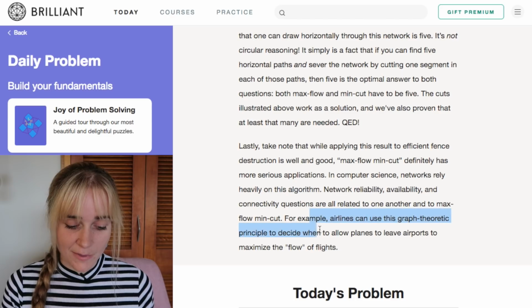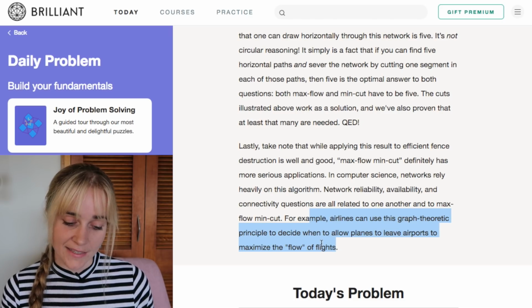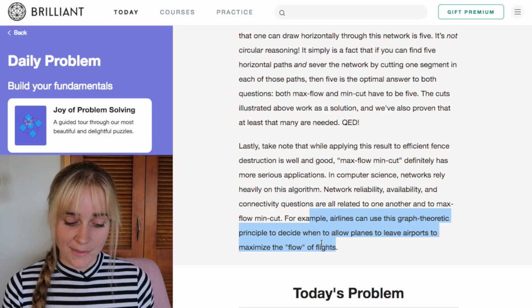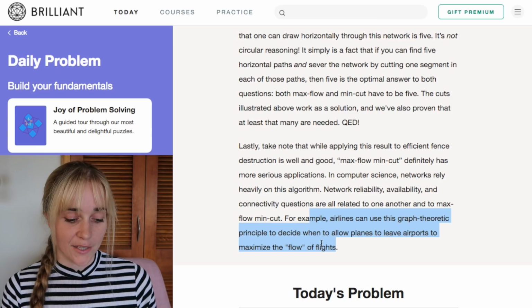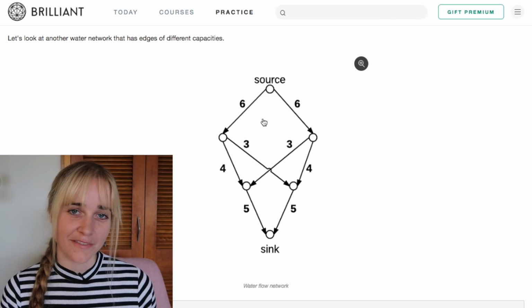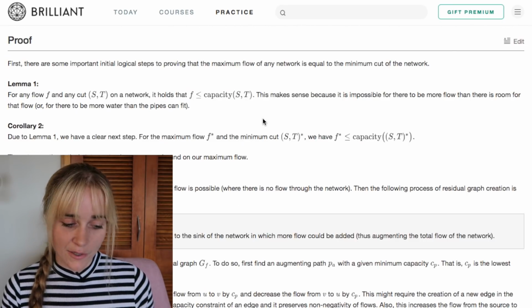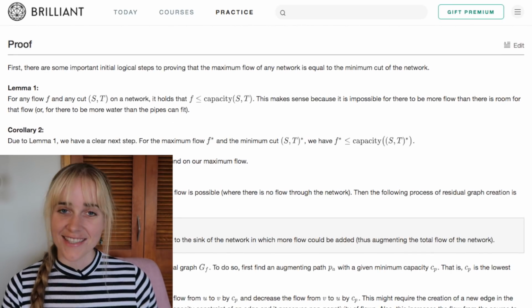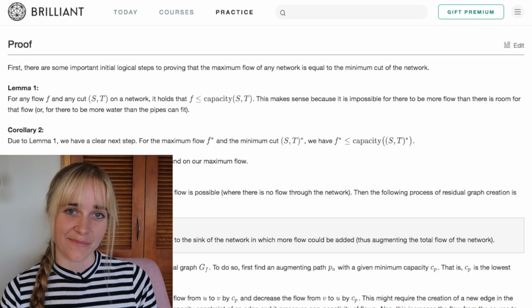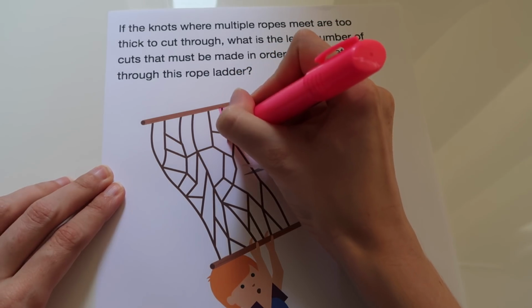For example, this website says that airlines can use this principle to decide when to allow planes to leave airports to maximize the flow of flights. So the flow in our network can really refer to anything. There is some more information on Brilliant about this, including a mathematical look at the proof, but for now, let's solve the exact problem that we were given. We'll mark in our maximum flow paths across the network.